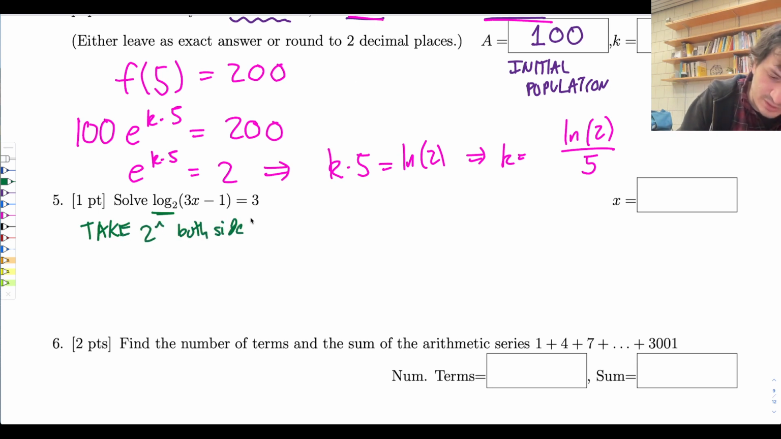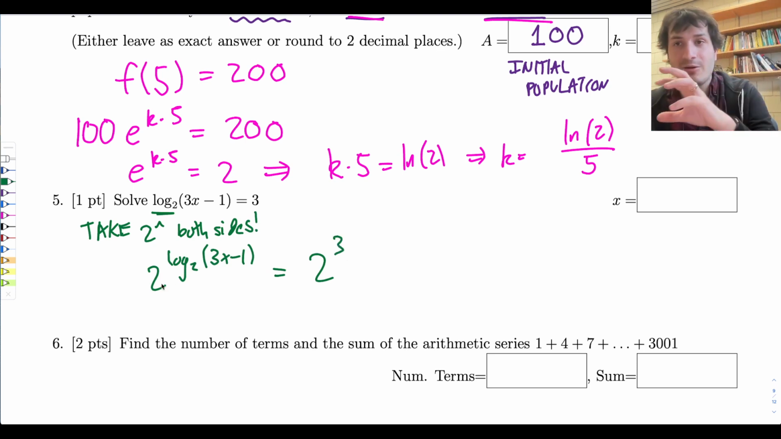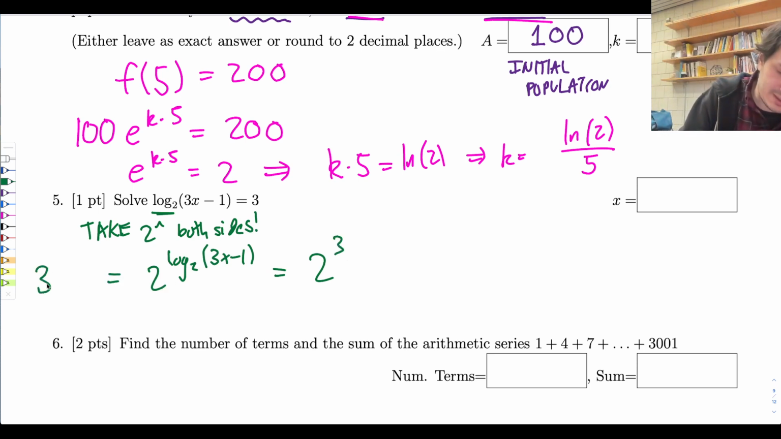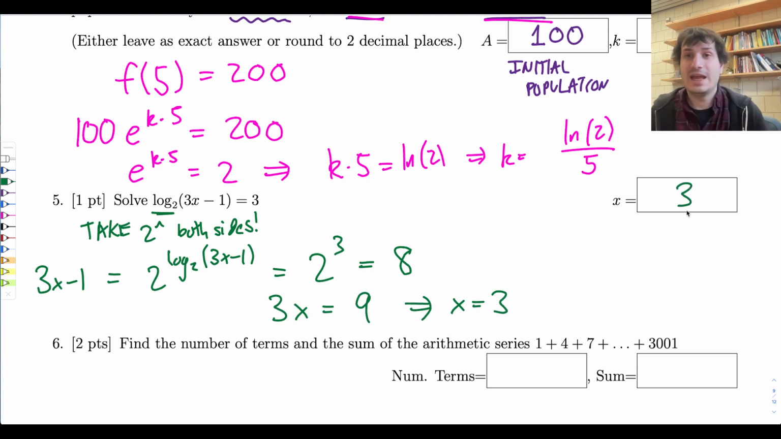If you take 2 to the power on the left-hand side, you have 2 to the log base 2 of 3x minus 1. And on the other side, you have 2 to the 3. The 2 to the power and the log undo each other, leaving 3x minus 1. So you end up with the equation 3x minus 1 equals 2 cubed, and 2 cubed is 8. 3x minus 1 equals 8, in other words, 3x equals 9. And if 3x equals 9, then x equals 3. So x equals 3 is the answer. There are multiple ways you can undo this, but at the end of the day you have to somehow undo the log.